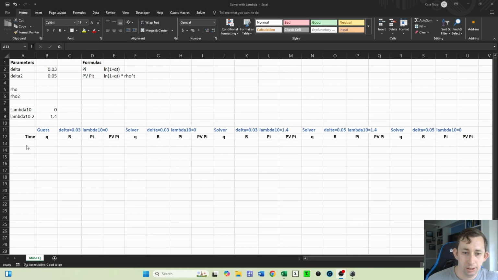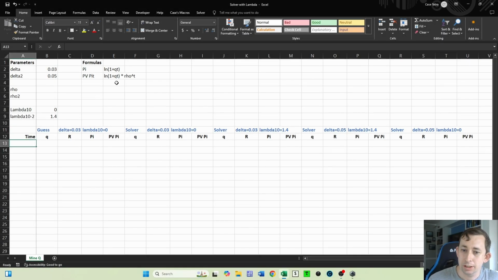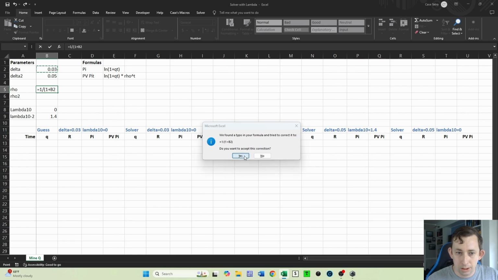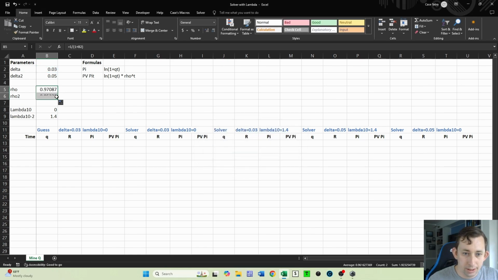All right, guys, so now we're going to jump into Solver. I've got everything laid out here. I've got our two different parameters for delta, our two different parameters for lambda 10, and our formulas for pi and for PV pi right here. First thing I'm going to do is my rhos. Rho is just 1 over 1 plus delta, so this is 1 divided by 1 plus delta, which I'll accept, and then I'll fill this down.